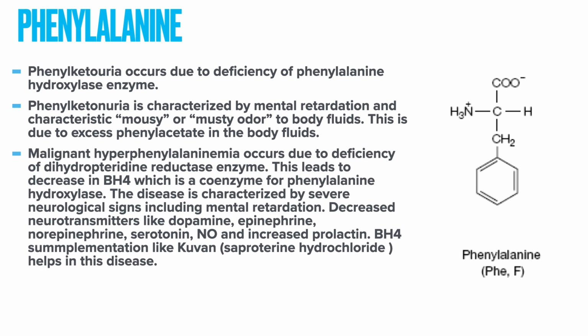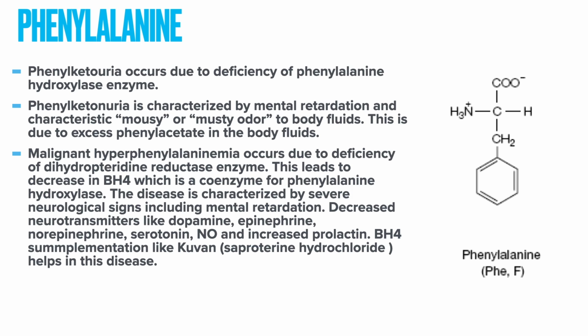Also, for conversion of phenylalanine into tyrosine, there is a requirement of a coenzyme called tetrahydrobiopterin, referred to as BH4, and this tetrahydrobiopterin undergoes a recycling process done by dihydropteridine reductase enzyme. If this enzyme is mutated, that means there will be deficiency of tetrahydrobiopterin, and that will give rise to a disease called non-classic phenylketonuria, which is malignant hyperphenylalaninemia. That's the name of the disease, malignant hyperphenylalaninemia, which is part of non-classic phenylketonuria.